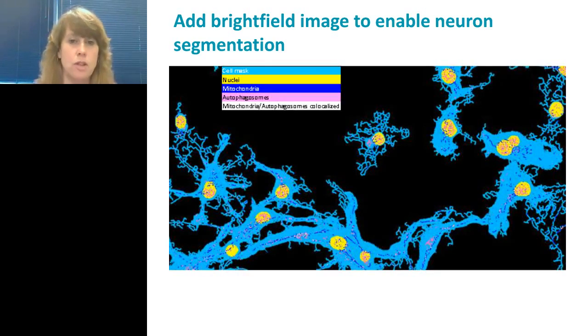And this allows you to also only identify objects that are fluorescent that are associated with a cell. If you have artifacts that are not associated with a cell, they would not be counted.